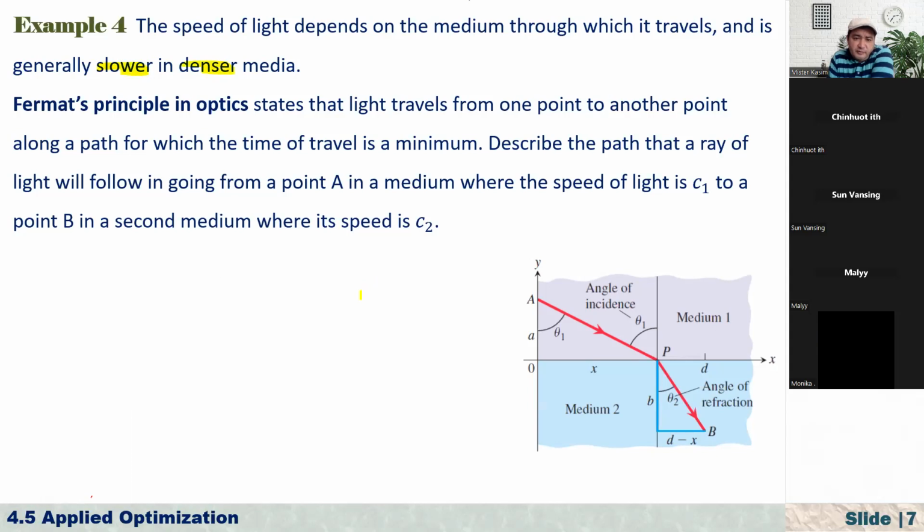Fermat's principle in optics from physics states that light travels from one point to another along a path for which the time of travel is minimum. It describes the path that a ray of light will follow in going from a point A in a medium where the speed of light is c1 to a point B in a second medium where its speed is c2. That is another beautiful principle or rule of nature, let's say of our planet.